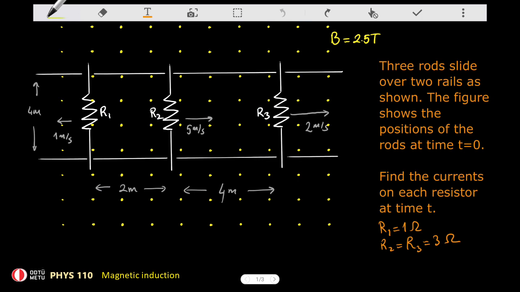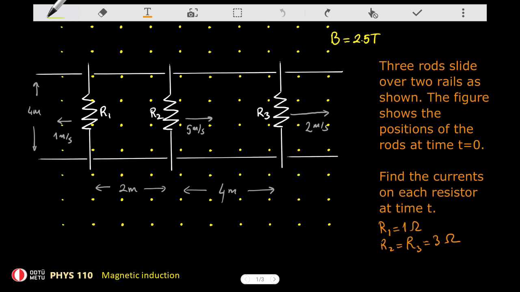So let's just give the essential information. There's a magnetic field pointing out of the screen that's uniform. The rails have a distance of 4 meters from each other. And these two distances, 2 meters and 4 meters, are just the initial values. So we are going to find out that they don't have any importance at all.